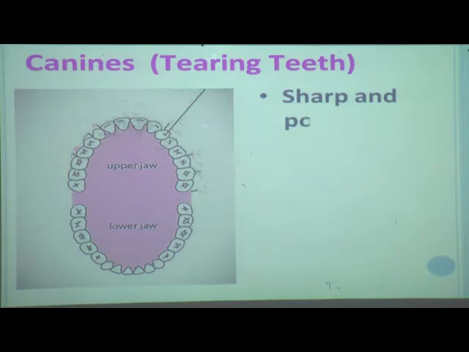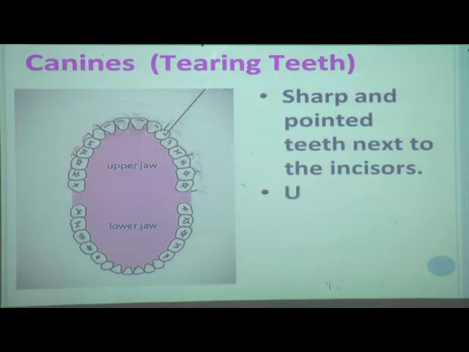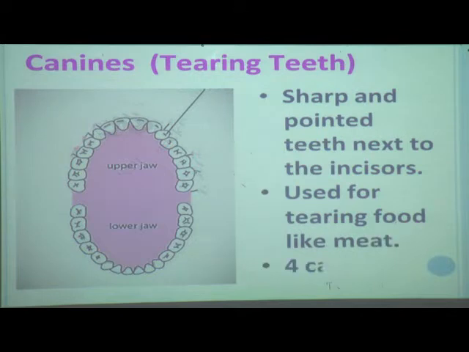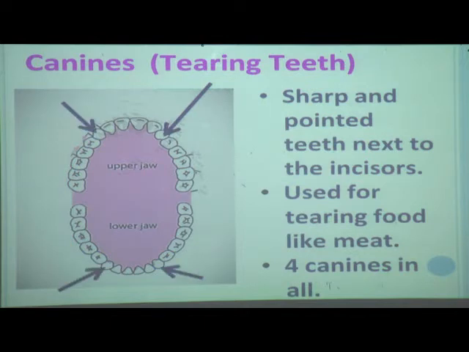Next is canines. Sharp and pointed teeth next to the incisors are called canines. Canines are used for tearing food like meat. That's why they are also called tearing teeth. And you can see 4 canines in all: 2 canines in the upper jaw and 2 canines in the lower jaw.